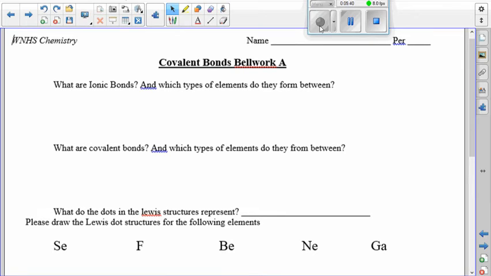So hopefully this bell work's going okay for you. You will absolutely need to be able to draw Lewis structures, and a lot of them, to do well on that quiz, okay? A huge part of that quiz is drawing Lewis structures.